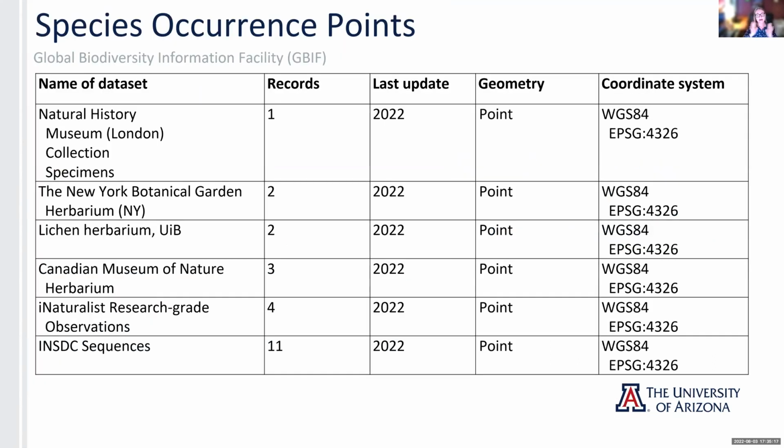GBIF had 87 observation and preserved specimen records for the dune hair lichen from 9 different data sources between 1974 and 2020. However, only ones that included coordinates were used in this study. So that narrowed it down to 23 individual locations over the same time period, 1974 to 2020.